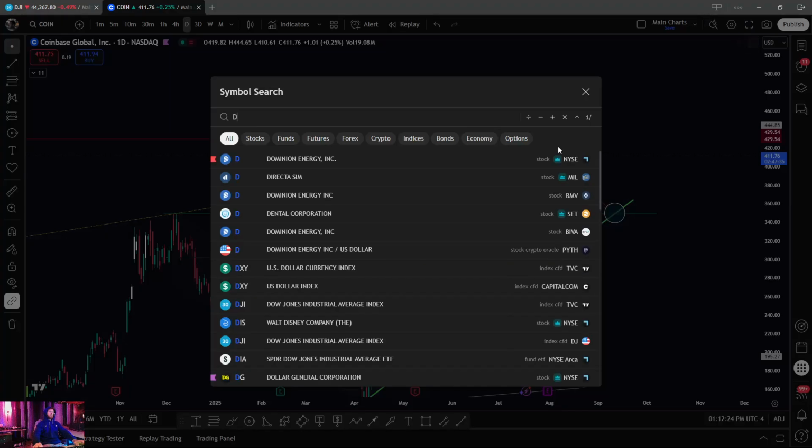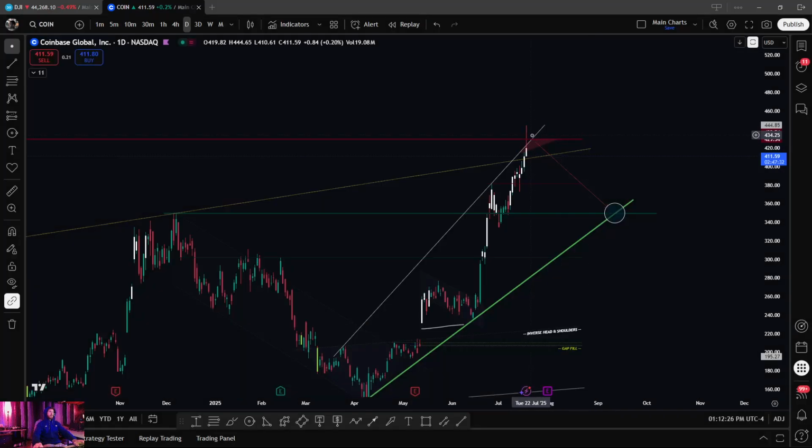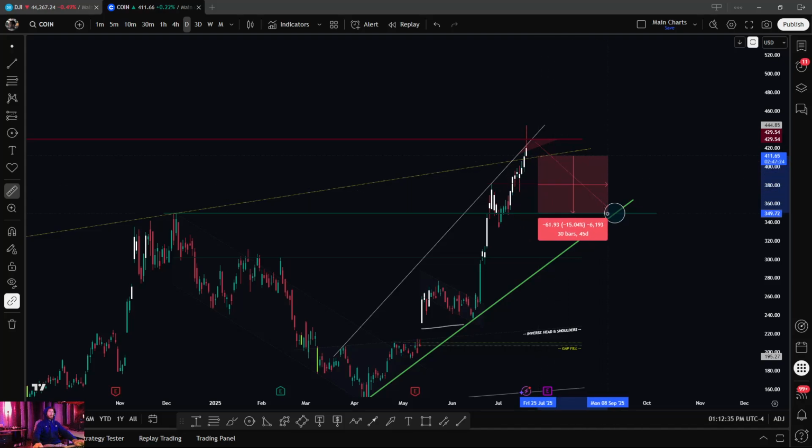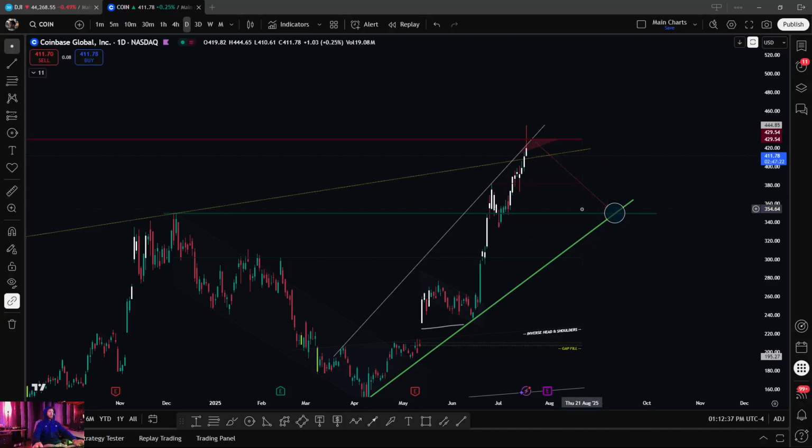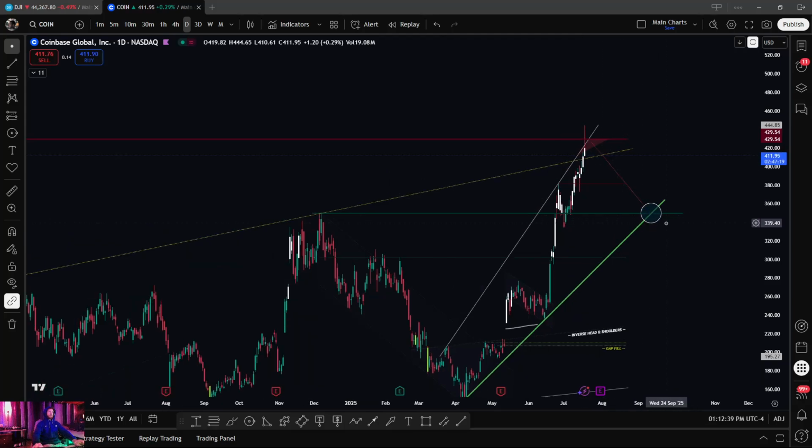So if you were to take this trade short, let's say you went short, this would be where I would exit. And in fact, if we were just to say right here, that's a nice 15% drop. That is a nice profit.